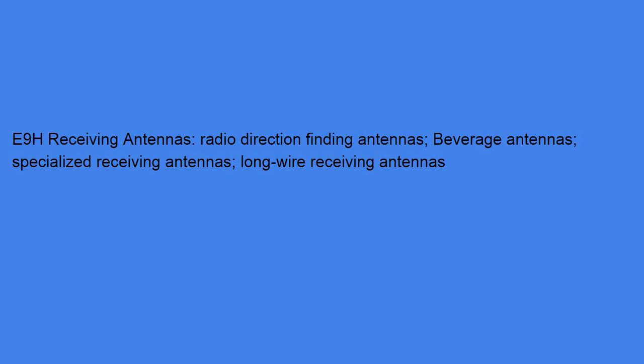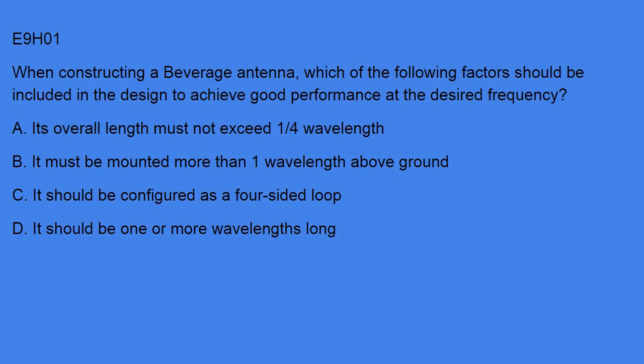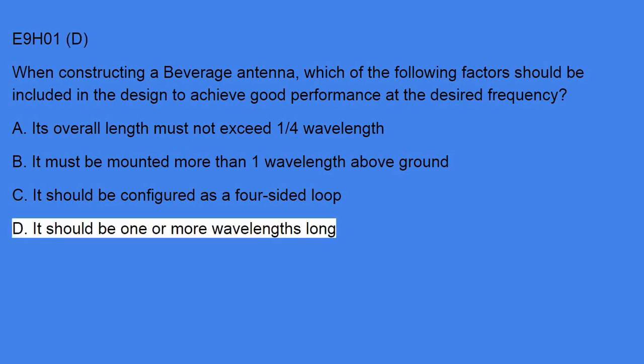E9H covers receiving antennas, radio direction finding antennas, beverage antennas, specialized receiving antennas, and long wire receiving antennas. E9H01, when constructing a beverage antenna, which of the following factors should be included in the design to achieve good performance at the desired frequency? It should be one or more wavelengths long.